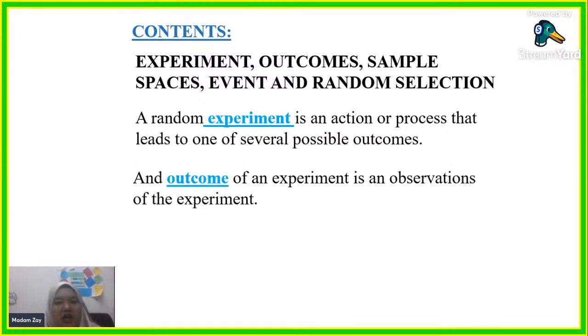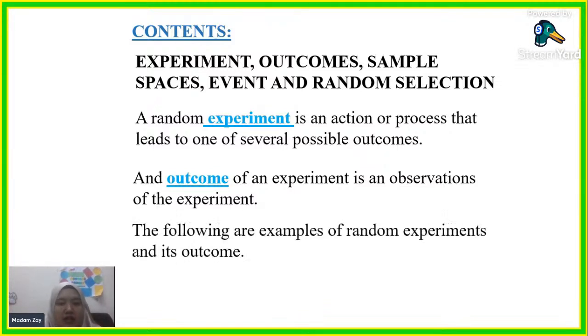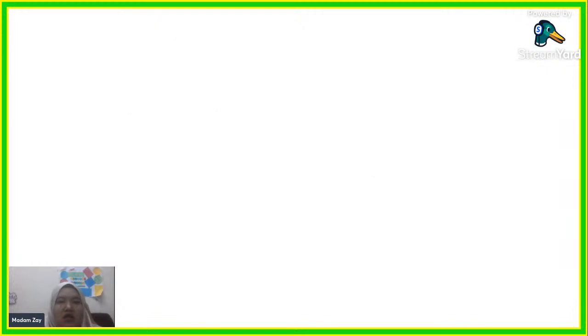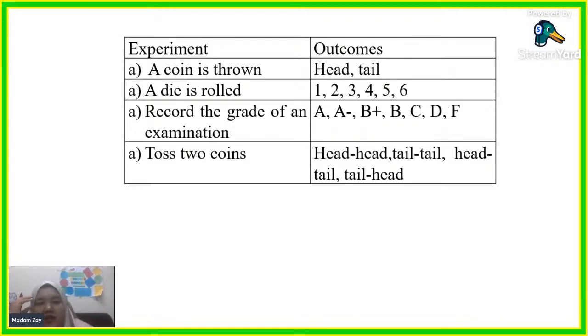An outcome of an experiment is an observation of the experiment. So what are the results from the experiment? The following are examples of random experiments and their outcomes. We have this experiment: a coin is thrown. So we have this coin. Let me see if I have a coin. I should have some coins in my wallet.